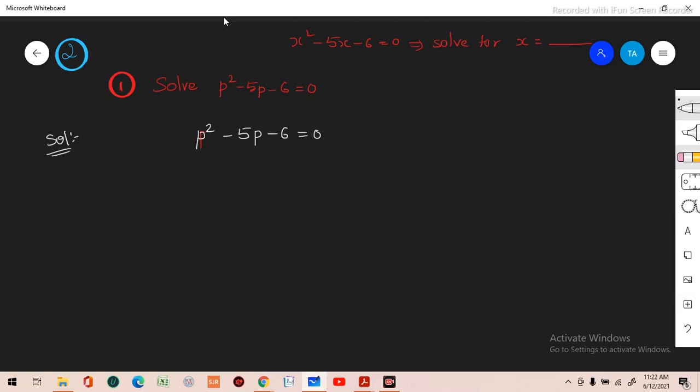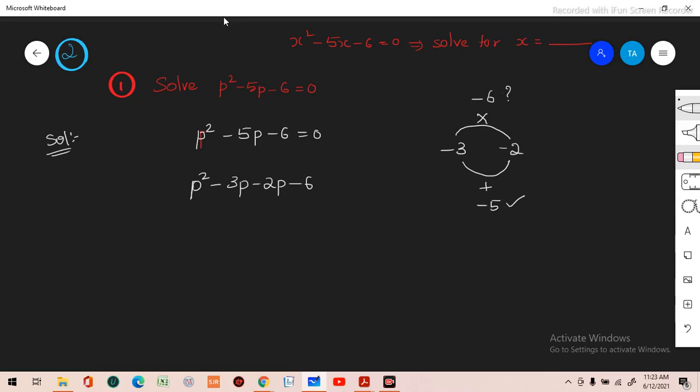How do we solve this? Minus 3p, minus 2p. We take minus 3 and minus 2. See, the condition for factorization is that if you multiply these two you should get minus 6, and if you add them together you should get minus 5. Are you getting minus 5? How about this?